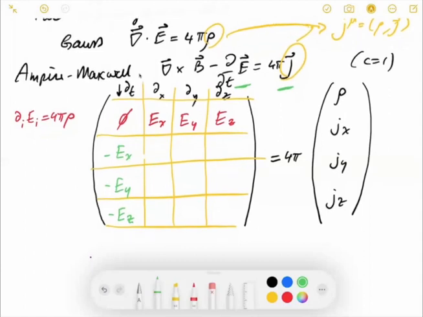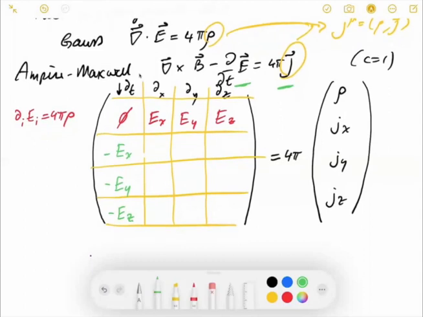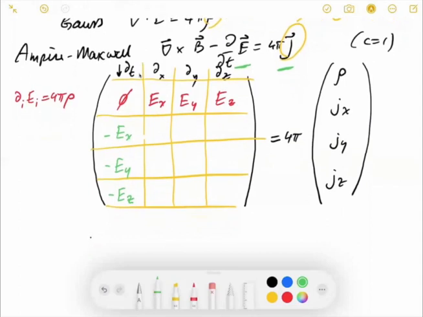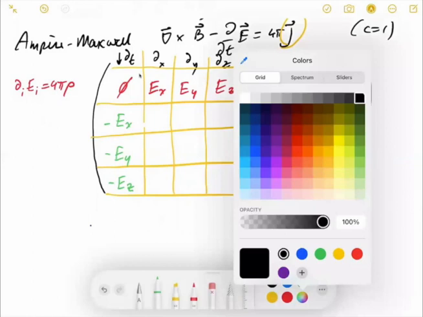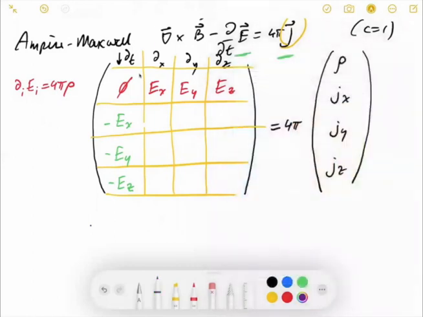Now we just need to fill out that cross product. So if you have the other part, let's do that in purple. Okay, so we have still this one.